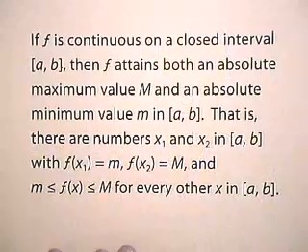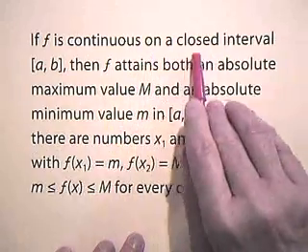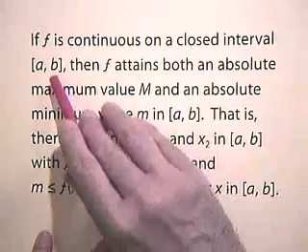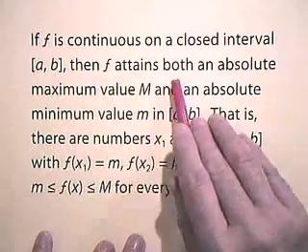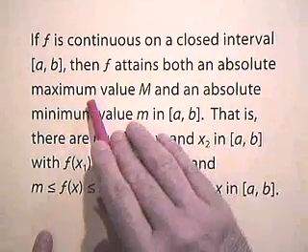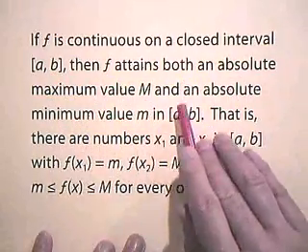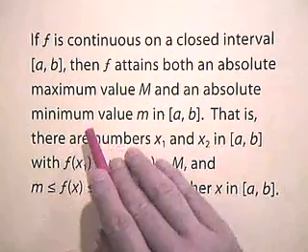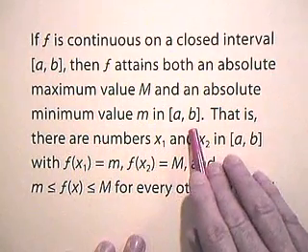In many applications, finding the absolute or global maximum of a function, or finding the absolute or global minimum of a function, can be very useful. We call these the extreme values of the function. If f is continuous on a closed interval [a, b], then f attains both an absolute maximum value, capital M, and an absolute minimum value, little m, in [a, b].